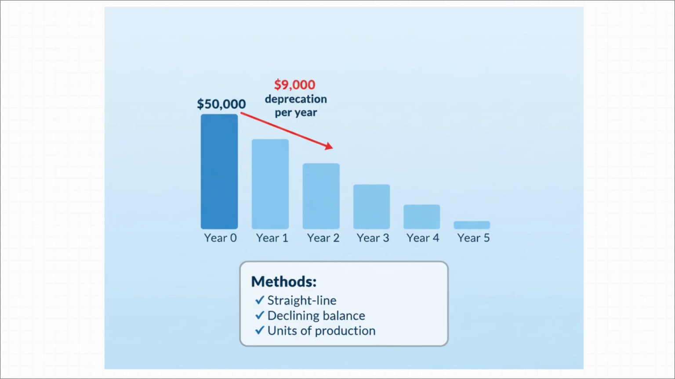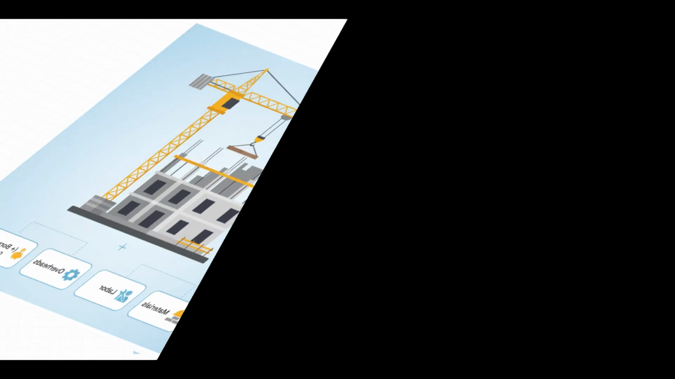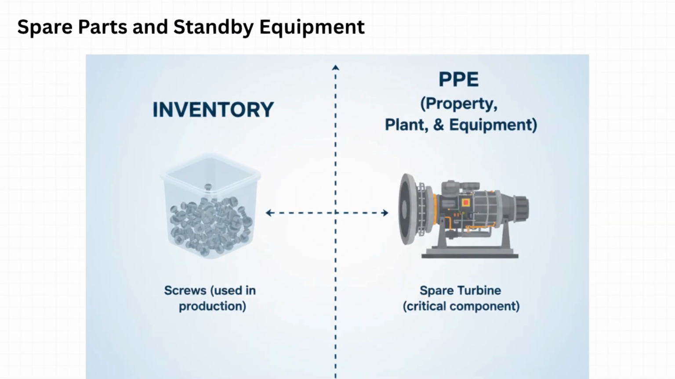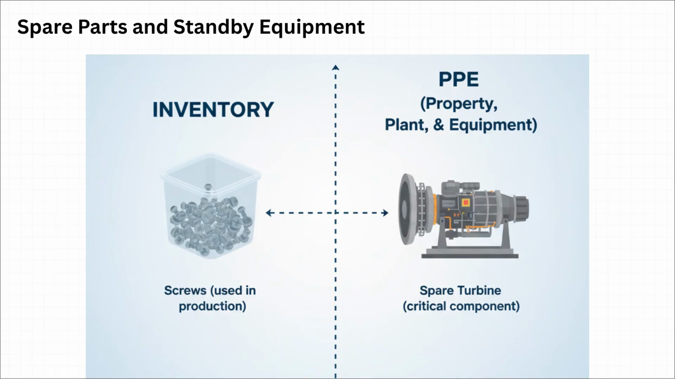But what if instead of buying PPE, the company decides to build it? That changes the calculation a little. When companies build their own assets, cost includes direct materials, direct labor, overheads directly linked to construction, and, if applicable, borrowing costs. But any abnormal waste is excluded. And speaking of small pieces and parts, what about spare parts or standby equipment? If spare parts are consumed quickly, they're inventory. But if they're large, long-lasting, or tied to PPE, they qualify as PPE. Example: screws for a machine, inventory; a spare turbine for a power plant, PPE.